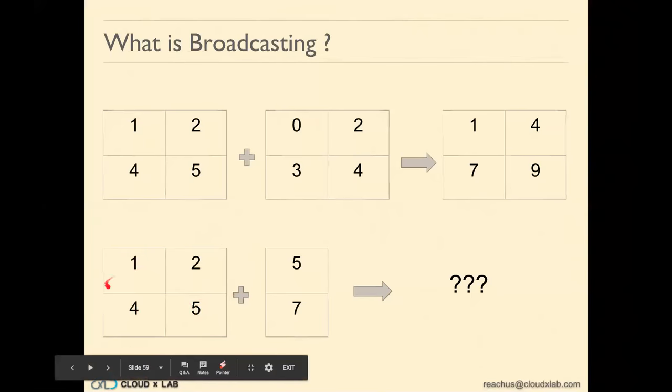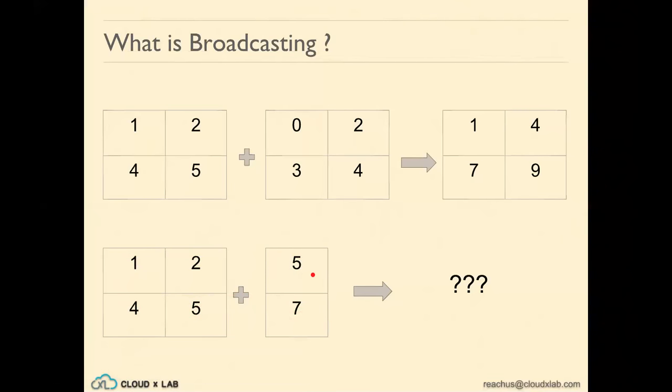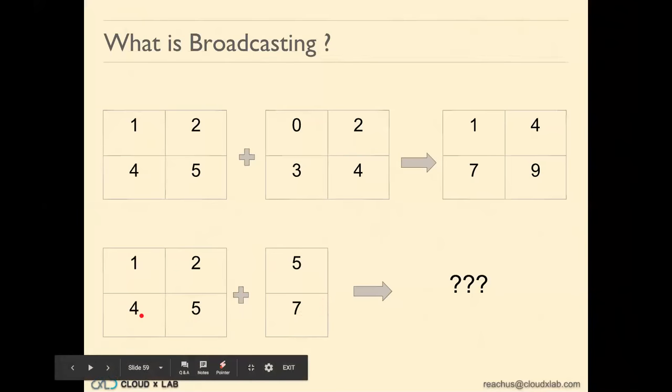Let's say we have two arrays. The first one is 2 by 2. The second is 2 by 1. Now, question to all of you: when we add these two arrays with different shapes, what will happen?